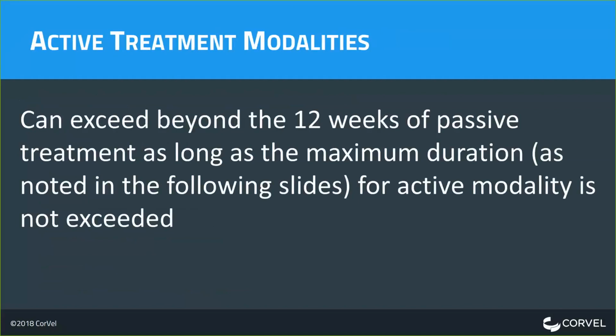Active treatment modalities, there's a rule in these 4 sections that deal with the back, neck, the upper extremity that address active treatment modalities as well. And they can exceed beyond 12 weeks of passive treatment as long as the maximum duration for the active modality is not exceeded. So if you have both passive and active treatment starting at the same time, they're both going to reach 12 weeks at the same time.